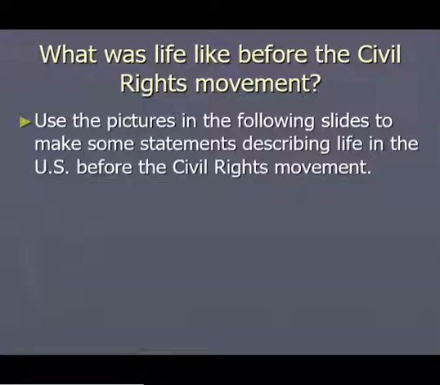On this first part, you're going to be writing 3 to 5 sentences to describe what life was like before the civil rights movement based on these pictures you're about to see. And when you look at these pictures, I want you looking at everything. I want you to look at the background. I want you to look at the ethnicity of the people in the picture. I want you reading the signs and really try to gain an idea of what life was like before the actual movement occurred.